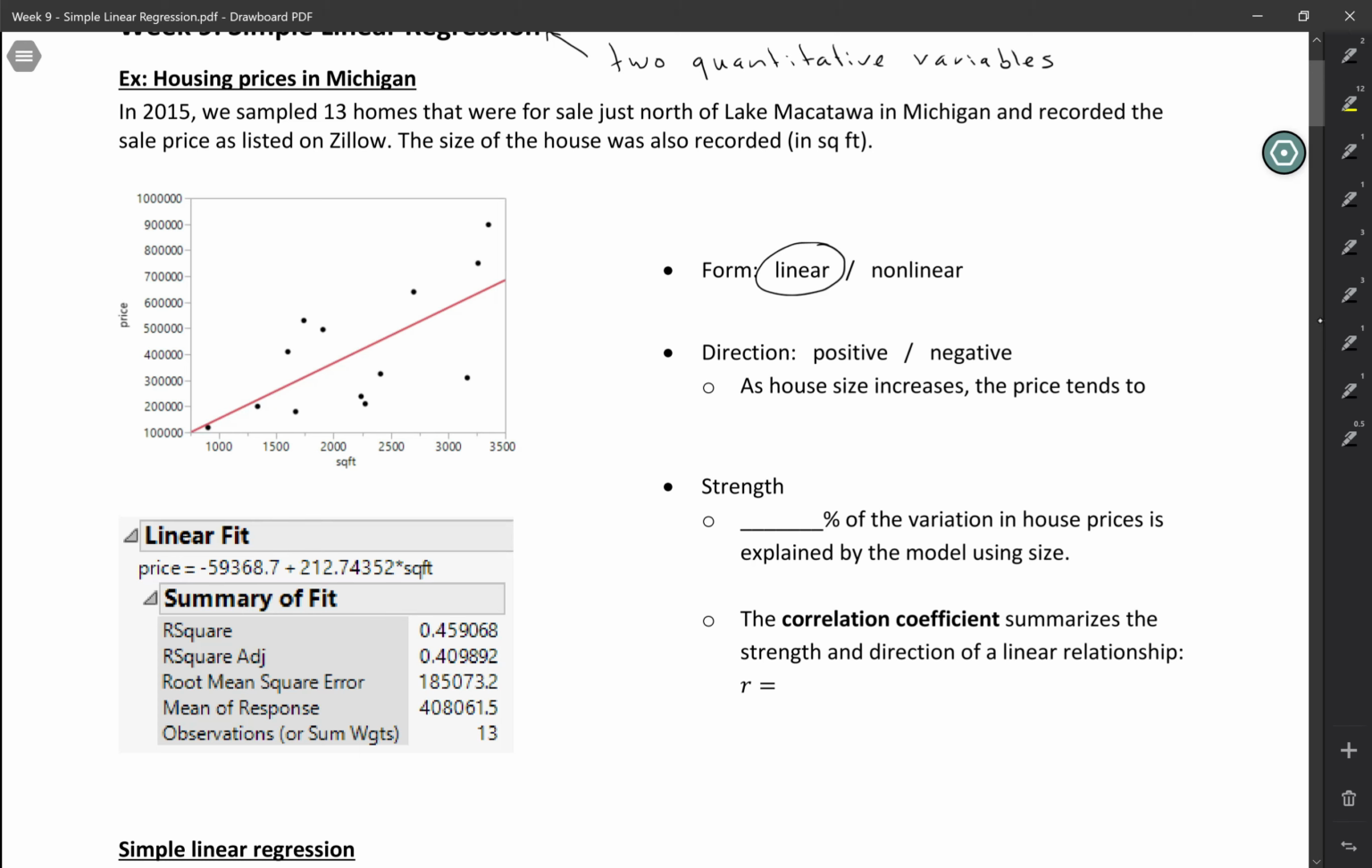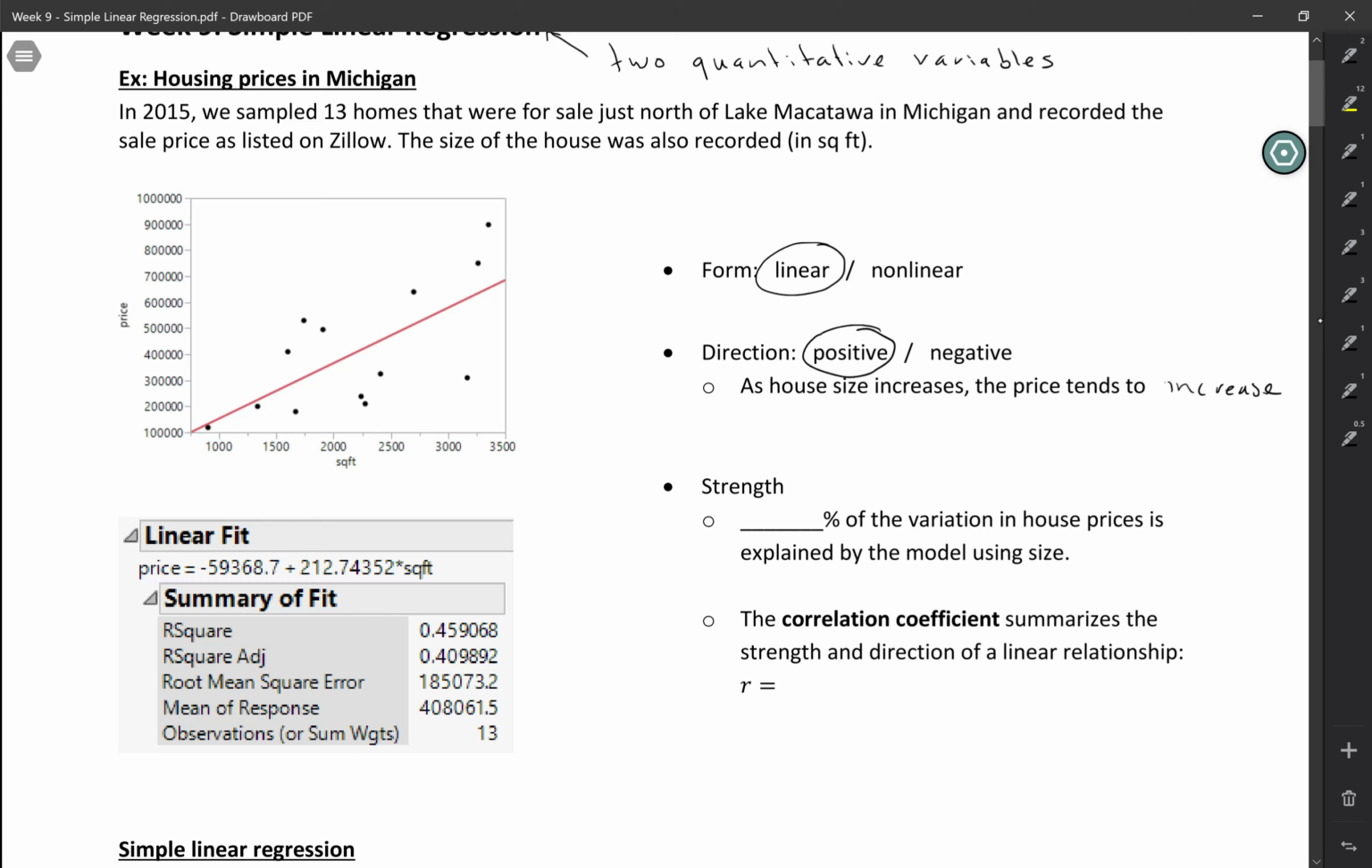For the direction, we would call this a positive association, and that just means that as the house size increases, the price also tends to increase. So if they increase together, we call that a positive relationship. Notice that I have the words tends to in there because, of course, this is not a perfect relationship. There is some variability around the line, but there seems to be a clear tendency for price to increase with size, and that's not surprising.